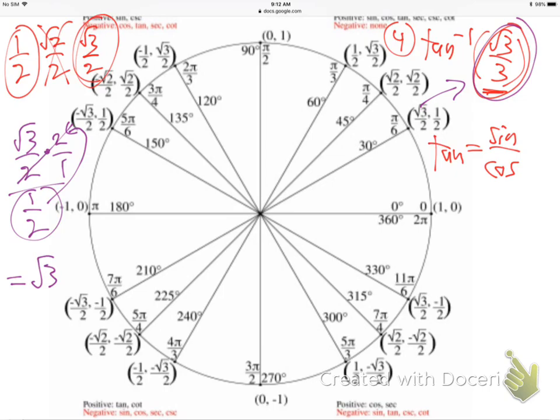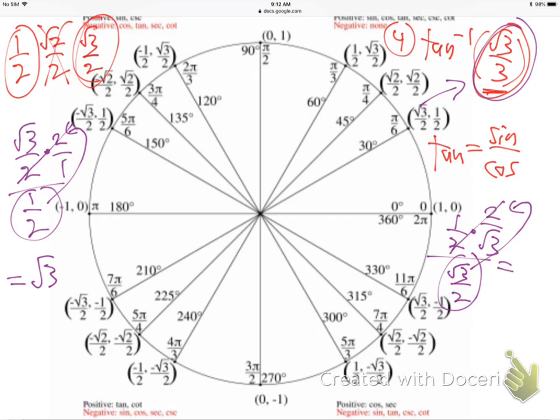So it wasn't that way. It must have been the other way. Let me do it over here. It must have been the half on the top and the root 3 over 2 on the bottom. Let's see it. Grab the denominator, flip it up. 2 over root 3. 2's cancel.